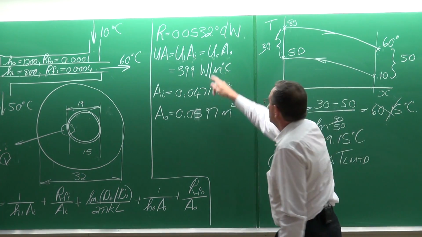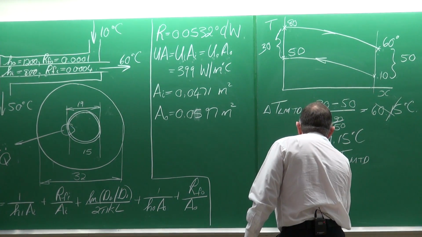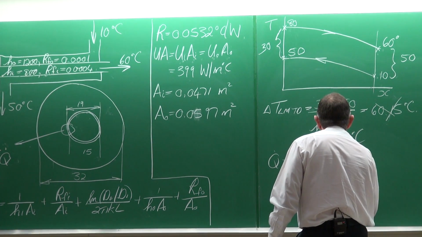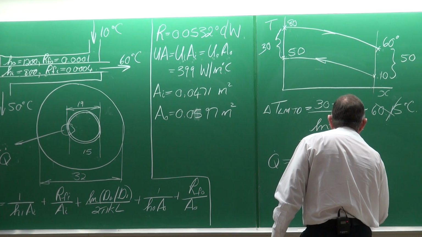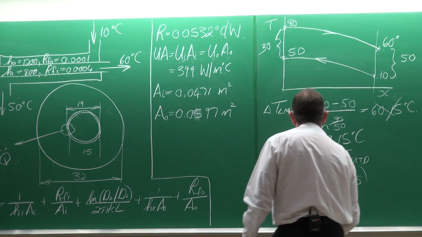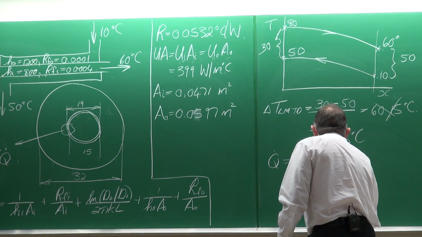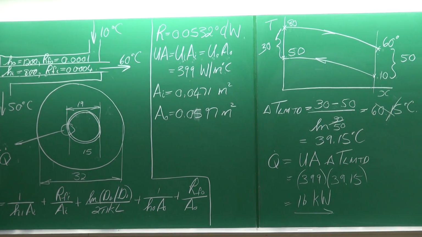So there's the UA, which is 399, multiplied by the temperature difference, which is 39.15. And I think that's about 16 kilowatts, something like that. Okay. Am I right? Okay.